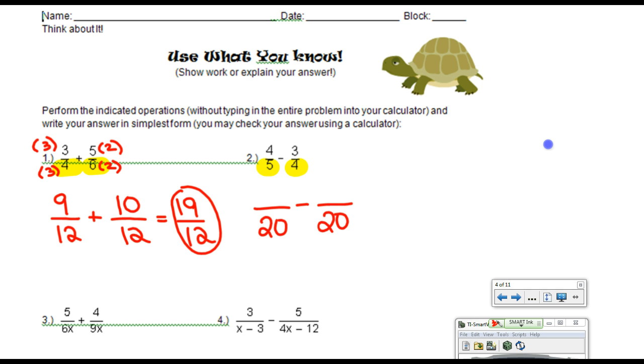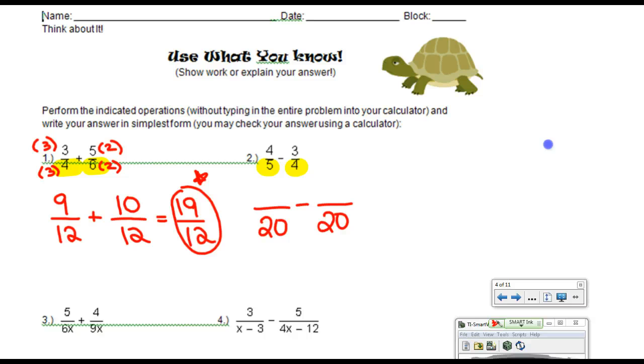Now in problem 1, some of you may have thought the LCD was 24. That is a common denominator. Had you in fact used 24 for problem 1 as the denominator, that would work. But in the end, you would most definitely have to reduce the final answer. When you pick the lowest common denominator, you may or may not have to reduce at the end. Okay, so on problem 2, it's a 20.